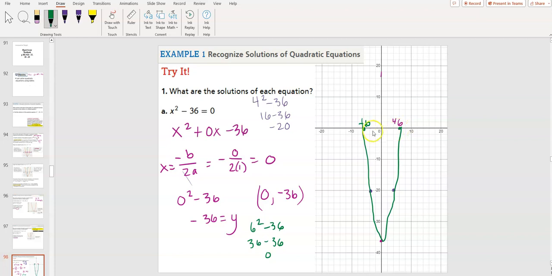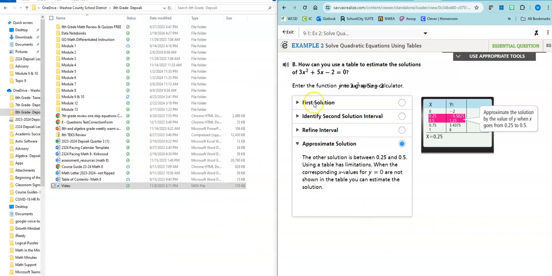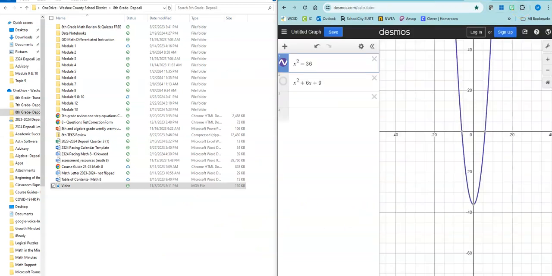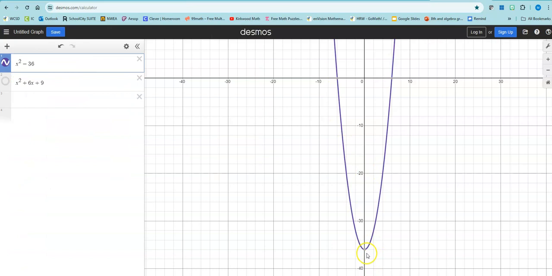Which means that (6, 0) and (negative 6, 0) are my solutions. So negative 6 and 6 are the solutions of this equation. And for a better graph, let me show you this. Here's the graph on Desmos so that you can see it a little bit better. Okay.